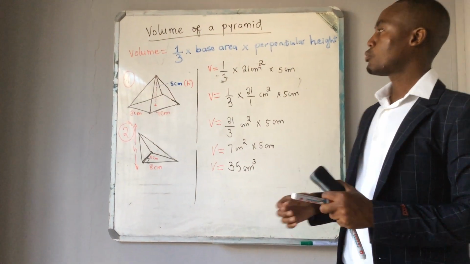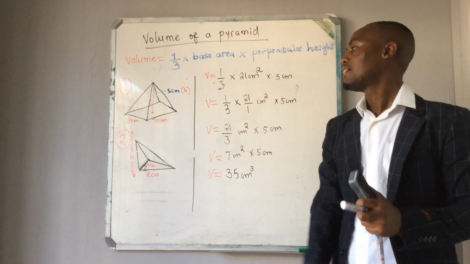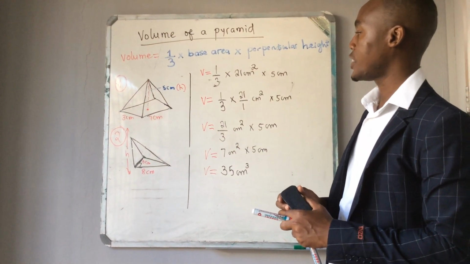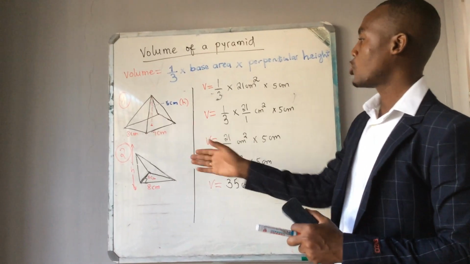Now we're going to move on to the second shape. Okay? Now this is again another pyramid. Now we're going to find the volume of that pyramid.